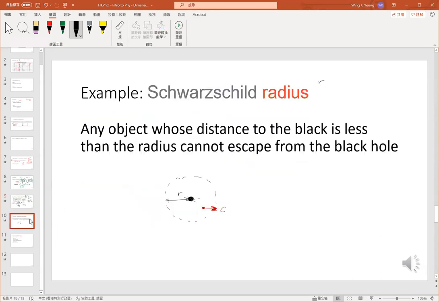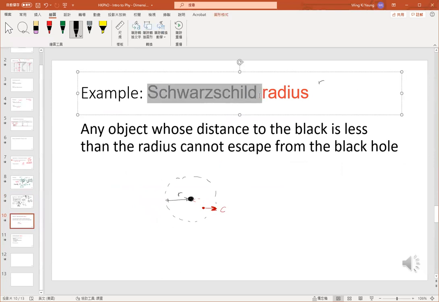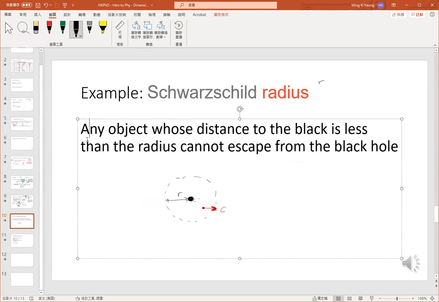Okay, then let's move on to the next example. So this is the S radius. This is the name of a question. Any object whose distance to the black hole is less than this radius cannot escape from the black hole. So this example tells you how to guess the formula by using dimension analysis.